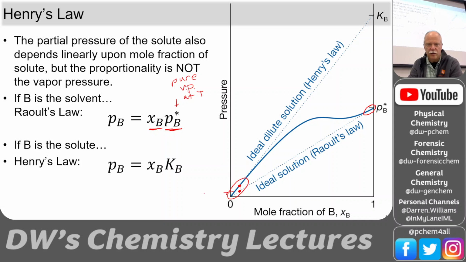So this would be sort of P Raoult's law, RL, and this would be the P Henry's law, HL. You see how far off we are. We're like 100% off. So Henry's law will give us a more accurate pressure of dilute solutions.